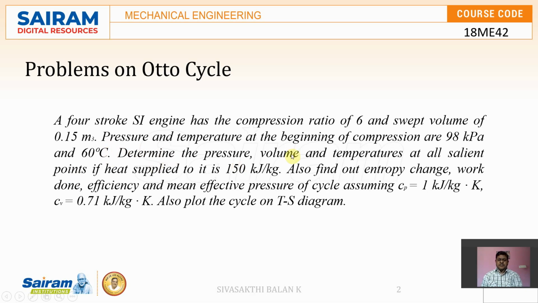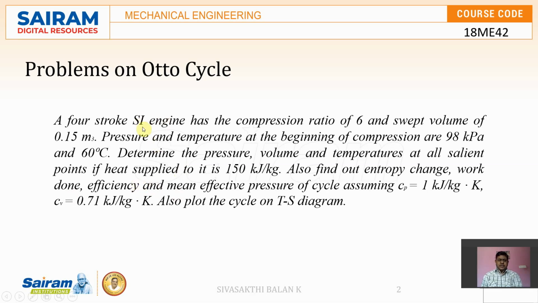Determine the pressure, volume and temperature at all salient points if the heat supplied is 150 kilojoules per kilogram. Also find the entropy change, work done, efficiency and mean effective pressure of the cycle. The cycle is the Otto cycle, assuming Cp as 1 kilojoule per kilogram degree Kelvin and Cv as 0.71 kilojoules per kilogram degree Kelvin. Also plot the TS diagram of this thermodynamic cycle.